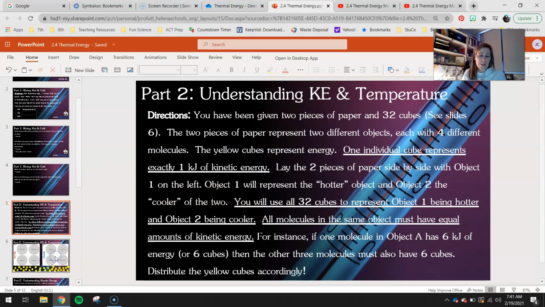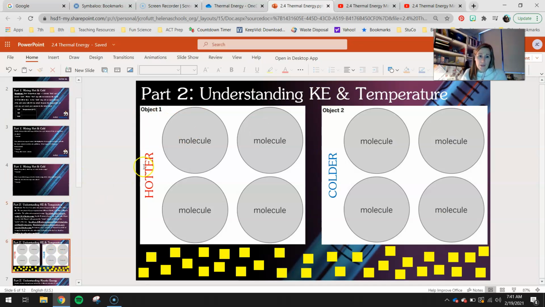All right, so let's take a look at what this actually looks like. You guys can see on the left here we have object 1, and on the right here we have object 2. So this is our colder object, it has 4 molecules. And this is our hotter object, object 1, and it has 4 molecules as well. These little yellow squares right here are your energy cubes. Okay, and they can be clicked and moved to different spots on this slide. Okay, you need to use all 32 of these energy cubes, okay?